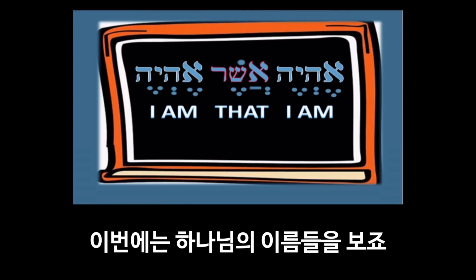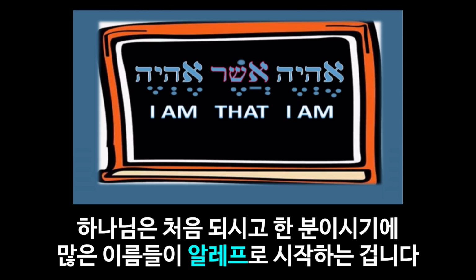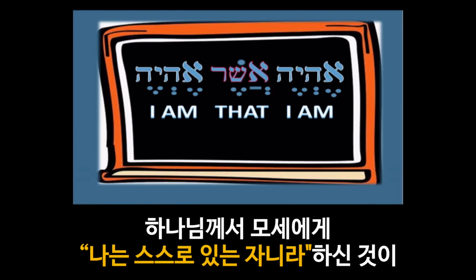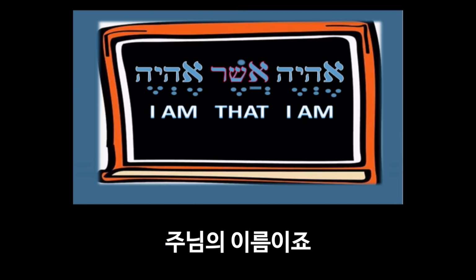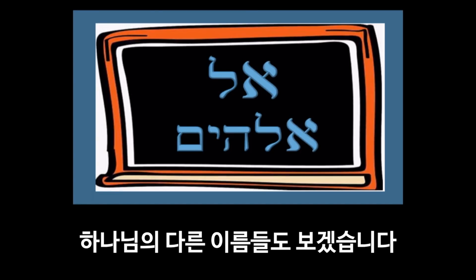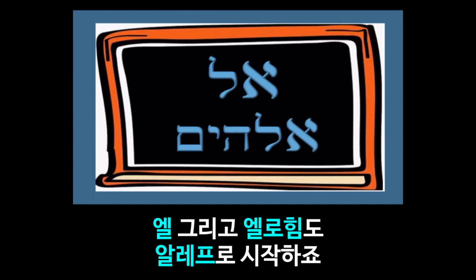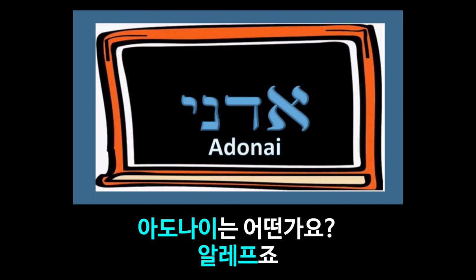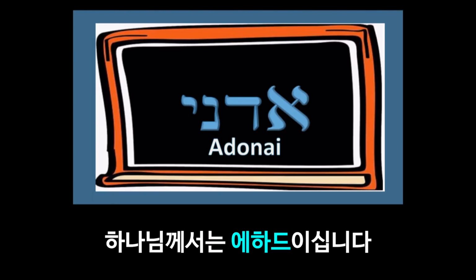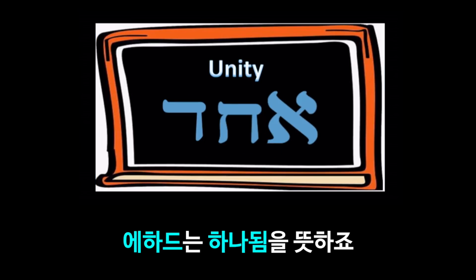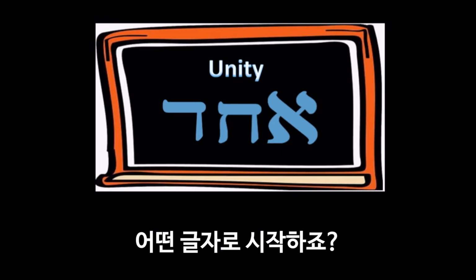Now let's take a look at the names of God. God is first, God is one, and that's why all of God's name, or many of them, begin with the letter Aleph. When he said to him, I am that I am, that's the word Eyeh, Asher, Eyeh. That is his name. Notice the other names for God. El, Elohim. They begin with the letter Aleph. How about Adonai? Begins with the letter what? See, you already recognize the letter. Okay, God is Echad, right? There's the word Echad, or unity. What letter does it begin with?